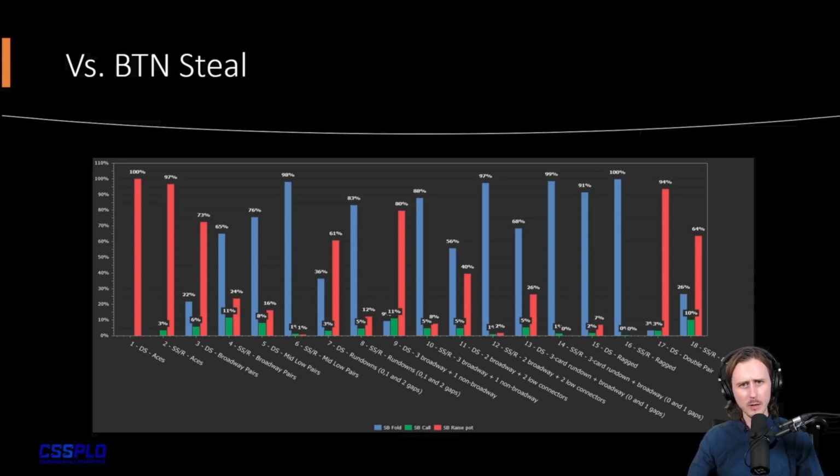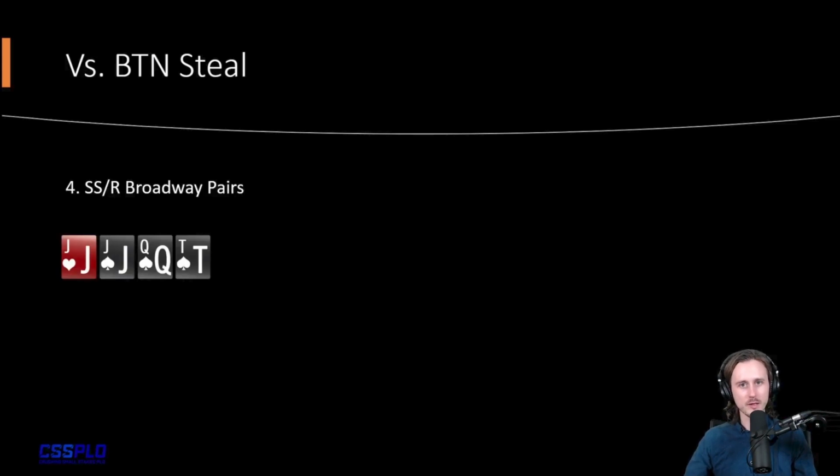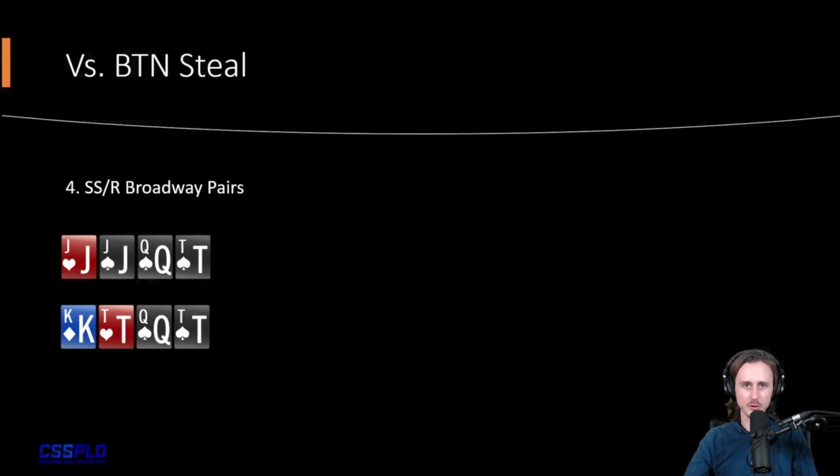Now I'm going to illustrate a few ranges here and a few hand examples that you are capable of cold calling with. We're going to look at the single-suited and rainbow Broadway pairs this time, double-suited mid-low pairs, and single-suited and rainbow rundowns. Let's first of all look into the single-suited Broadway pairs. Hands like Jack Queen 10 with 3 of the same suits is a great candidate to call with from the small blind versus a button steal, as well as King Queen 10 single-suited with the Queen high suit.